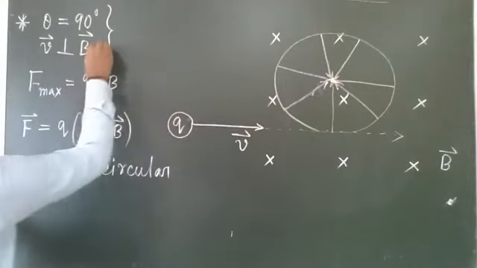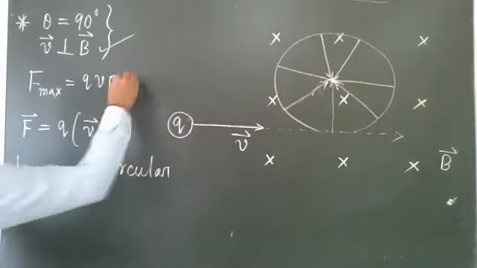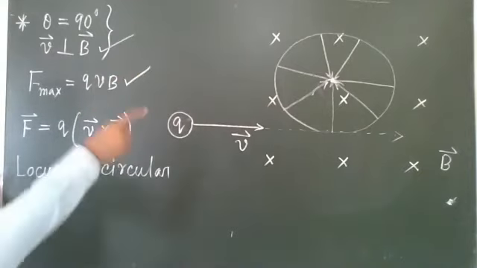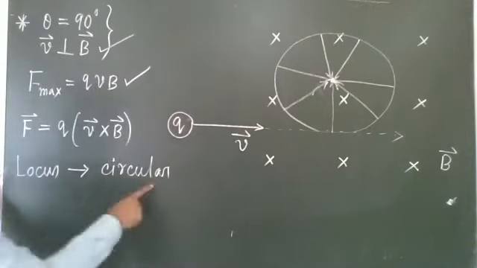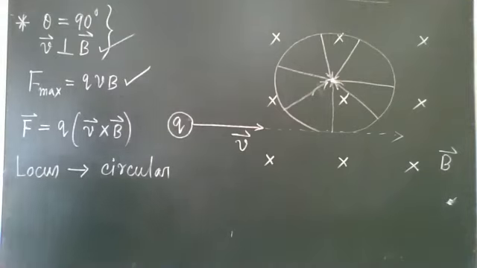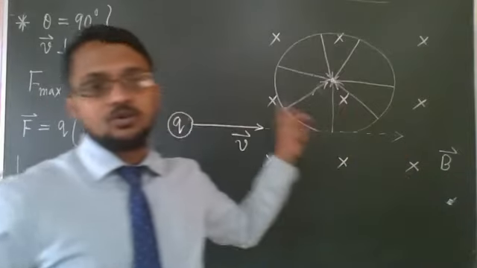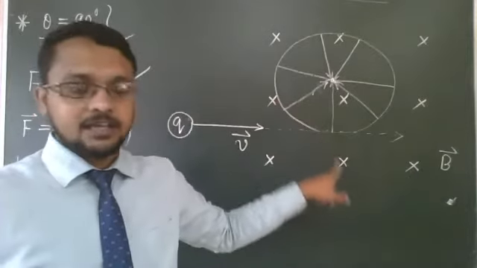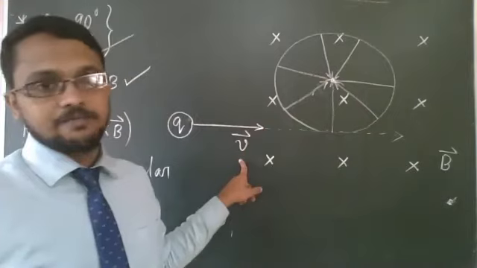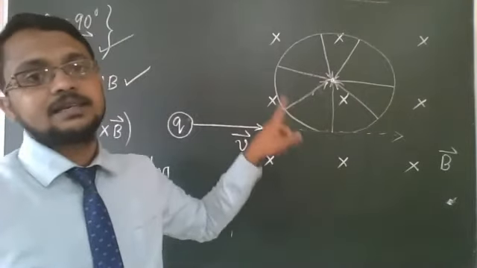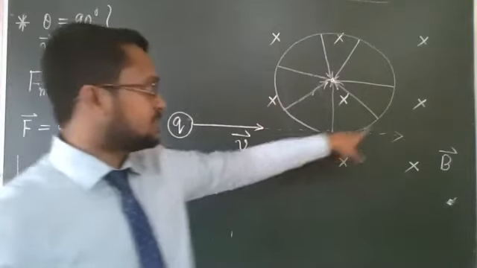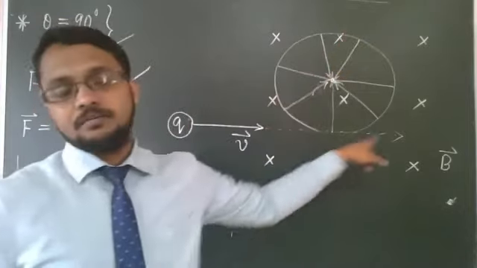First one is this. V is perpendicular to B. Maximum force will act in this case, and the locus will be circular. Here force will always be perpendicular to the velocity vector, so there will be no change in the magnitude of velocity, only a change in direction, and for that reason you will get a circular path.